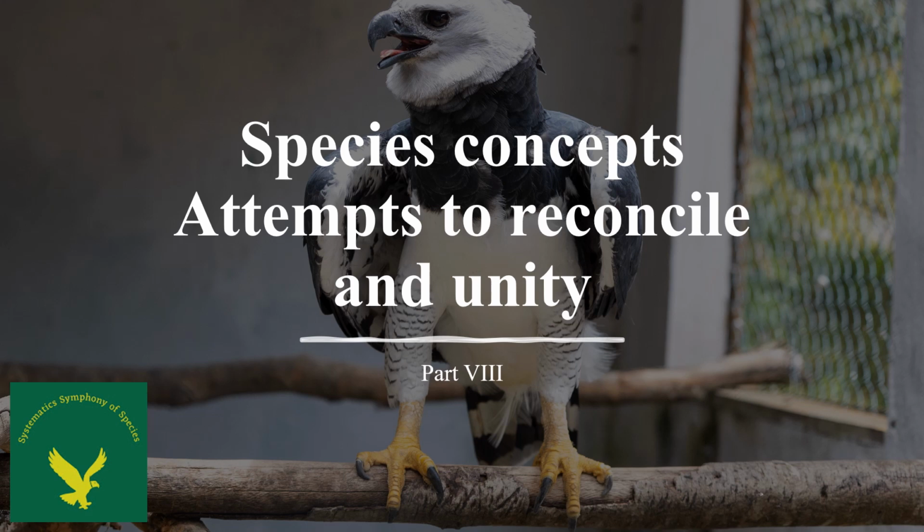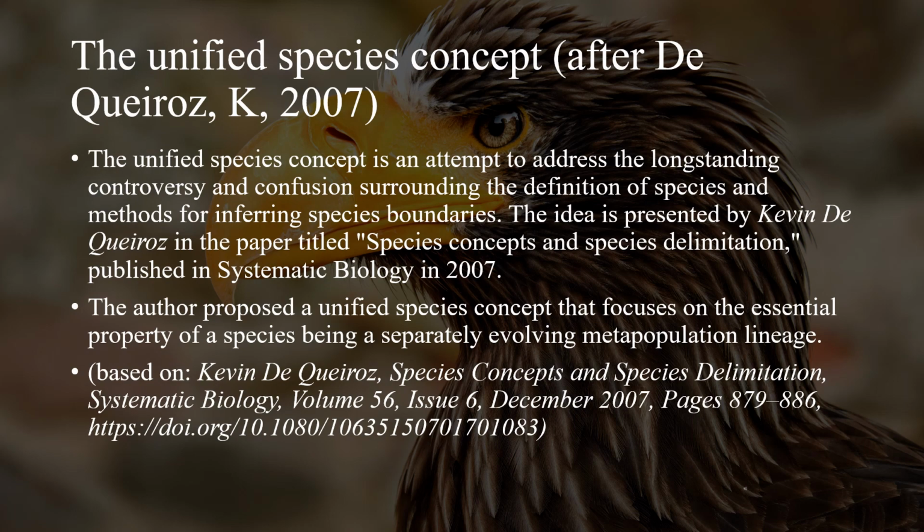In this video we are going to have a broader view on species concepts, and focus on the unified species concept. The unified species concept is an attempt to address the long-standing controversy and confusion surrounding the definition of species and methods for inferring species boundaries. The idea is presented by Kevin de Queiroz in the paper titled Species Concepts and Species Delimitation, published in Systematic Biology in 2007. The author proposed a unified species concept that focuses on the essential property of a species being a separately evolving metapopulation lineage.